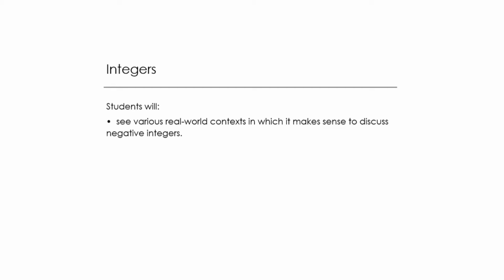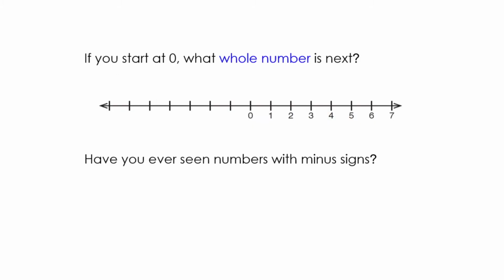So let's get started. If you start at 0, what whole number is next? So here's 0, and it would be 1, 2, 3, 4, 5, 6, 7. So these are the numbers that would be next. Have you seen numbers with a minus sign before?